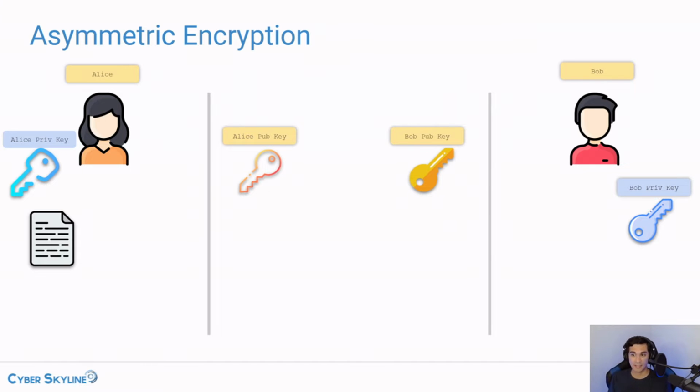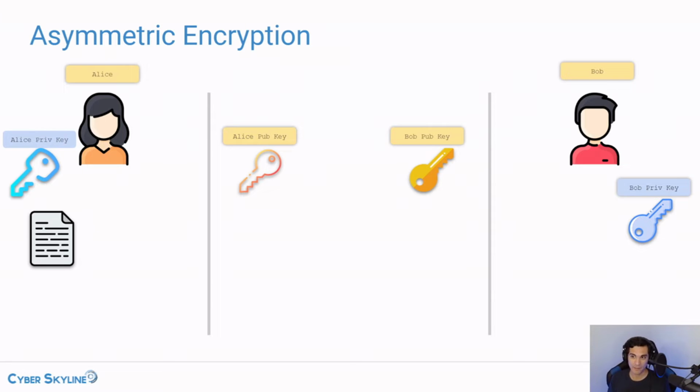Each person has a public key and a private key. The public key is something you can share publicly. That's why it's called the public key, and that's perfectly safe. So Alice can share her public key with the world, and that's perfectly safe.